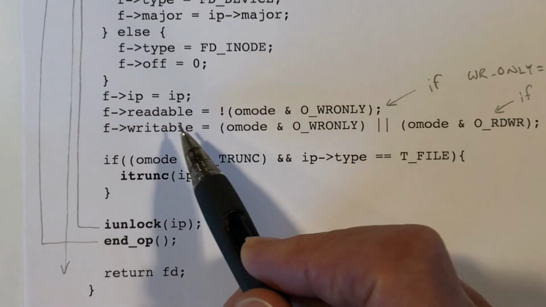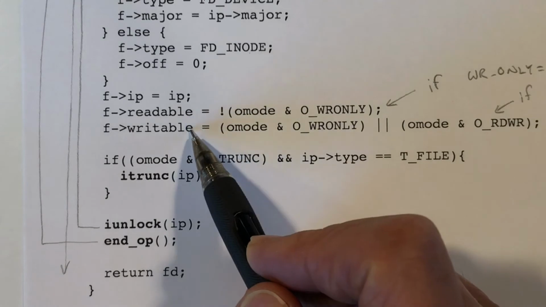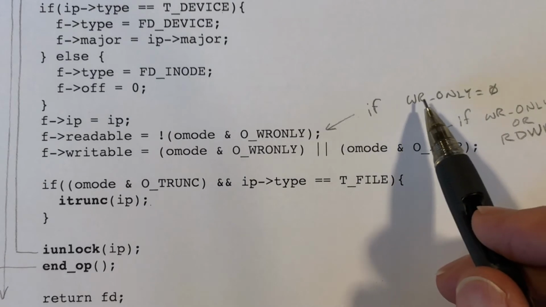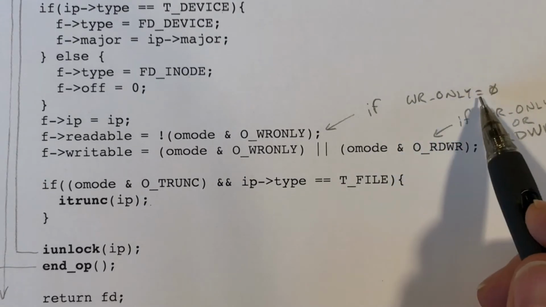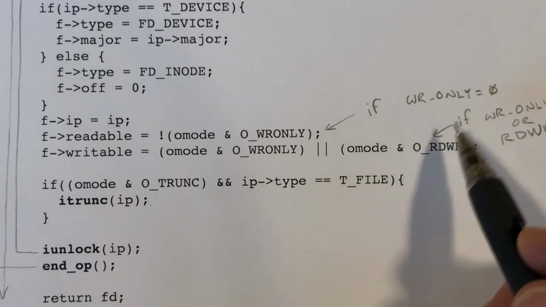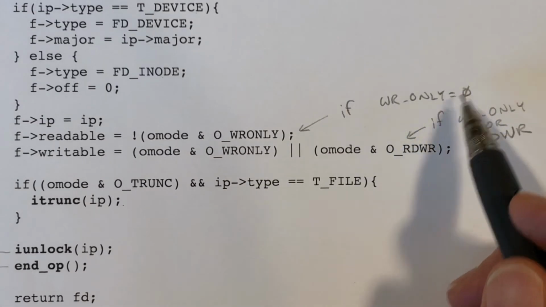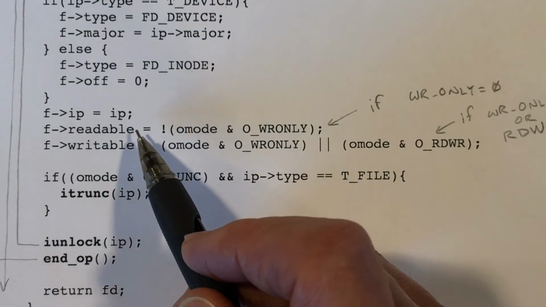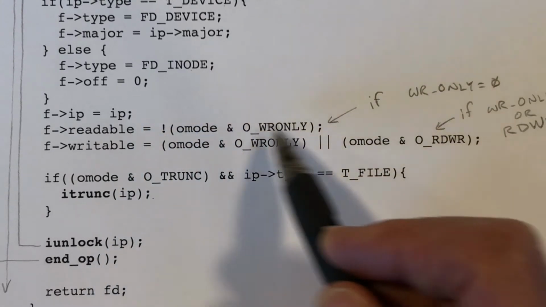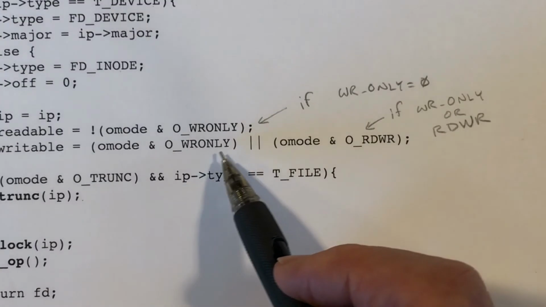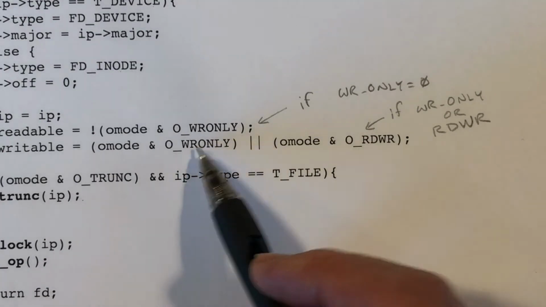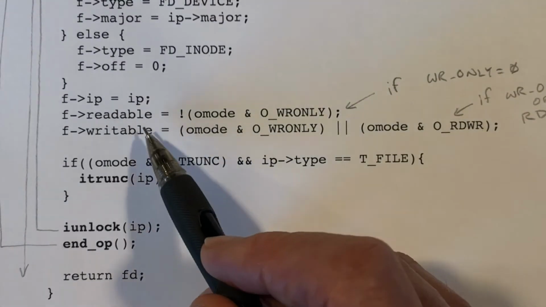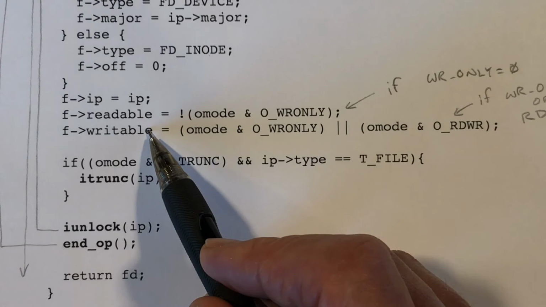Then we need to set the readable and writable flags in the file structure. So here we are looking to see whether we have write-only. We make sure that that bit is 0. If it's 0, then either we have a read-only file or a read-write file. And in either of those cases, the readable flag should be set to true. So that's what we're doing here. And then we look at the write-only bit. If it's set, or if the read-write bit is set, then we are allowed to write to this file. So we can set the writable flag to true.